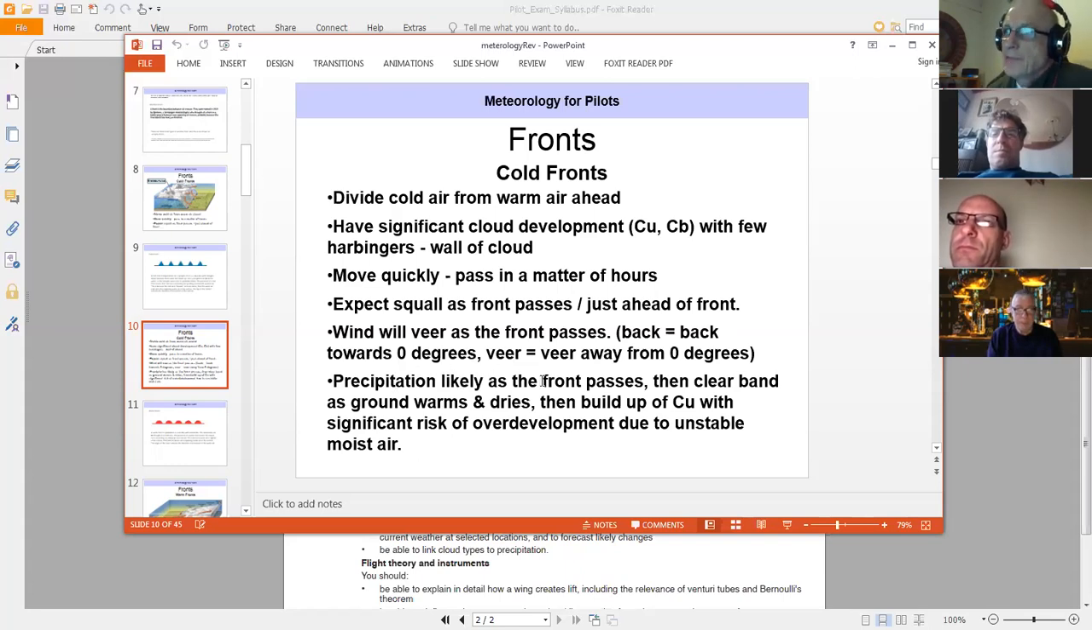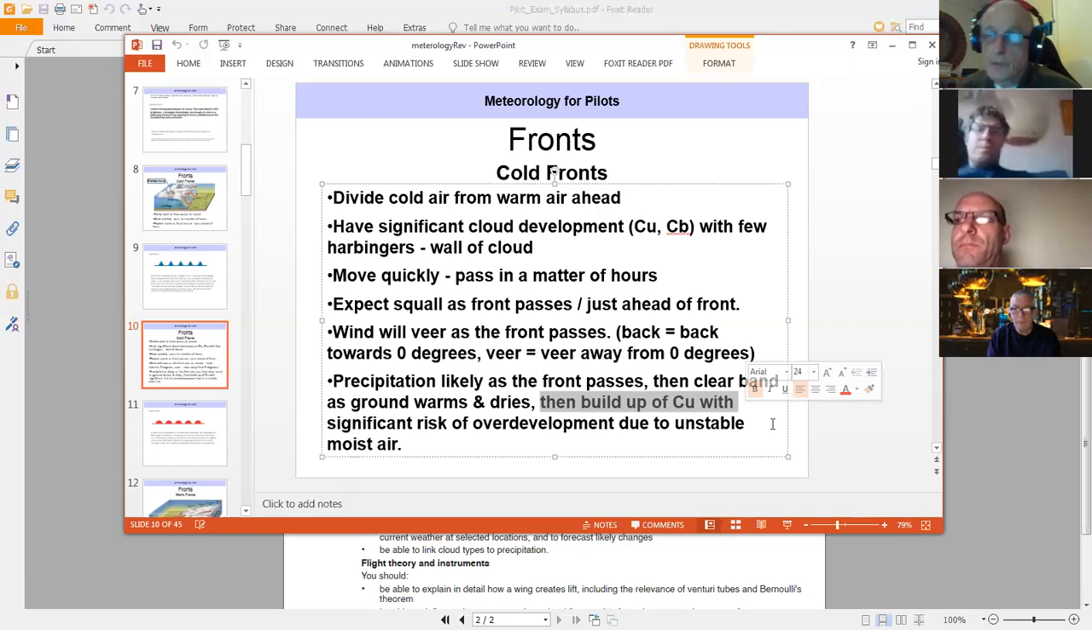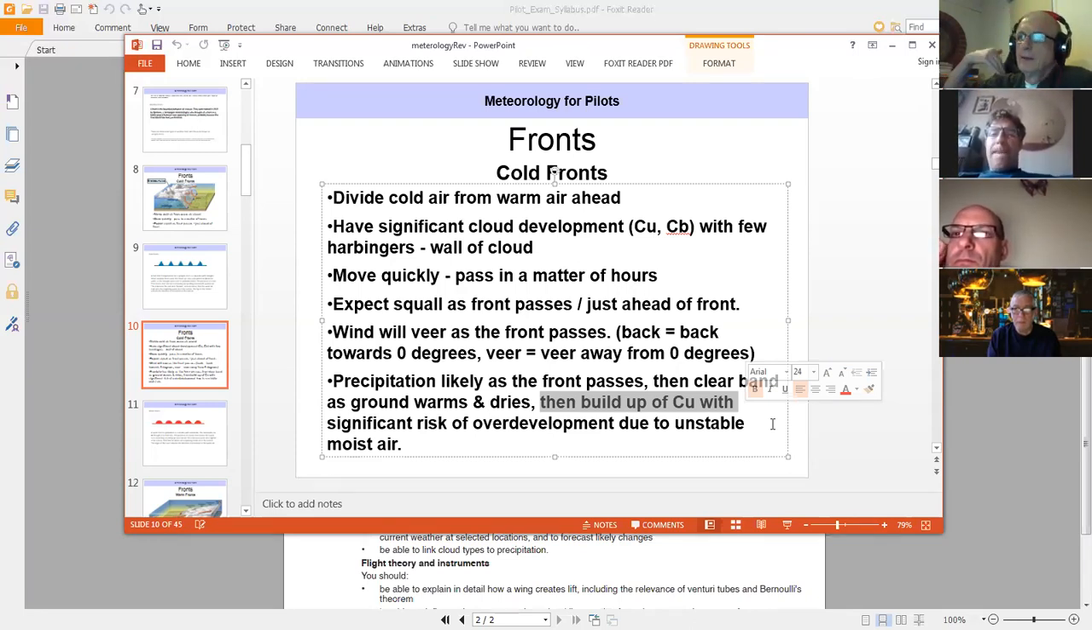Precipitation is likely as the front passes, very likely. But you then get this clear band as the ground warms and dries, and the buildup of cumulus, with significant risk of overdevelopment due to unstable moist air. But this factor here is where often you'll see a lot of cross-country pilots looking for cold fronts, or a day when a cold front's coming through, because on the day afterwards, you will normally get really good cross-country conditions. The air's a bit unstable. You've got cumulus clouds. You get good climbs. It's good cross-country weather.